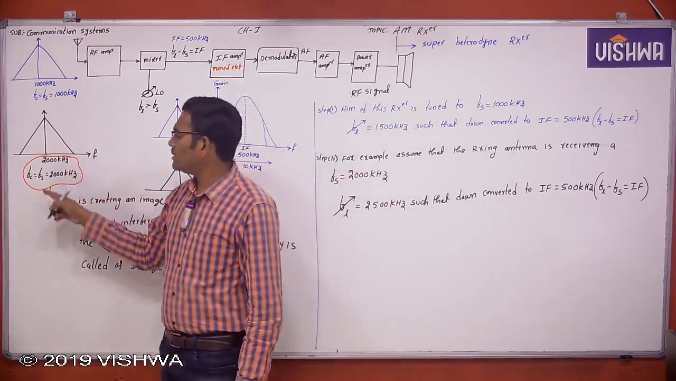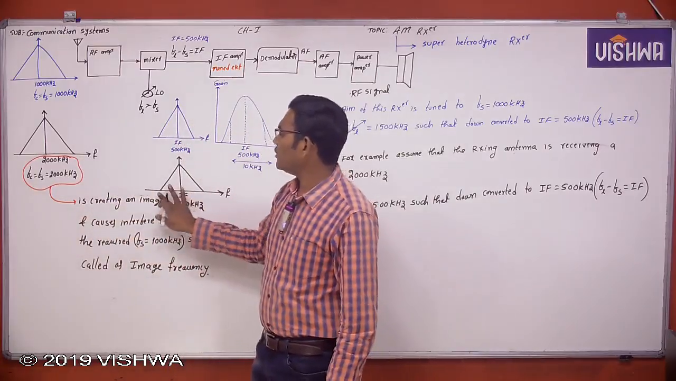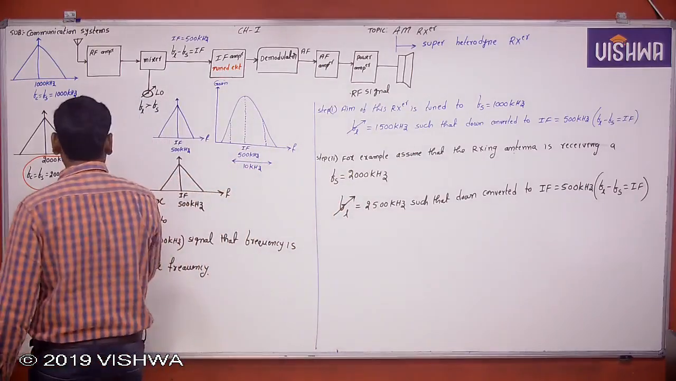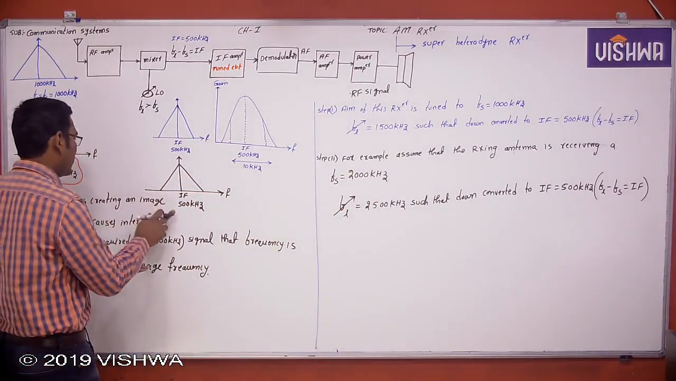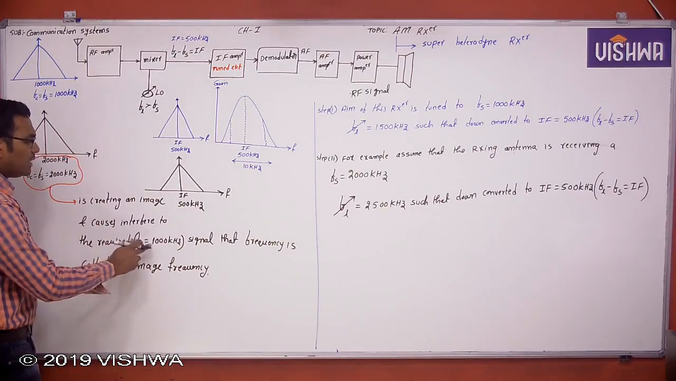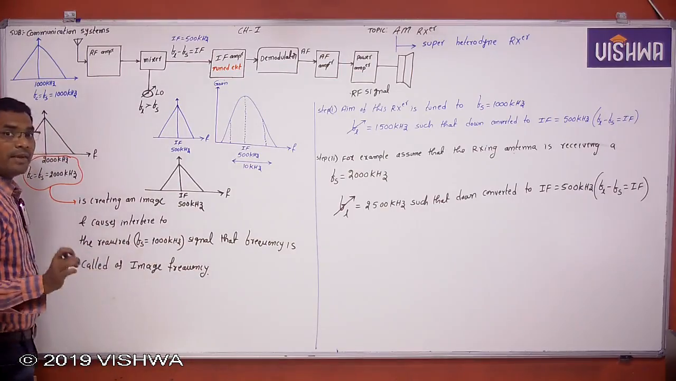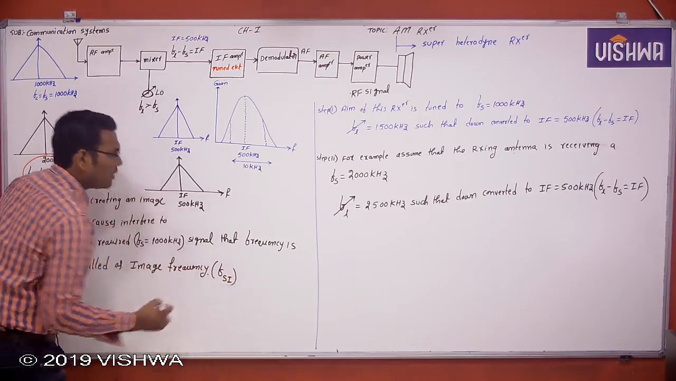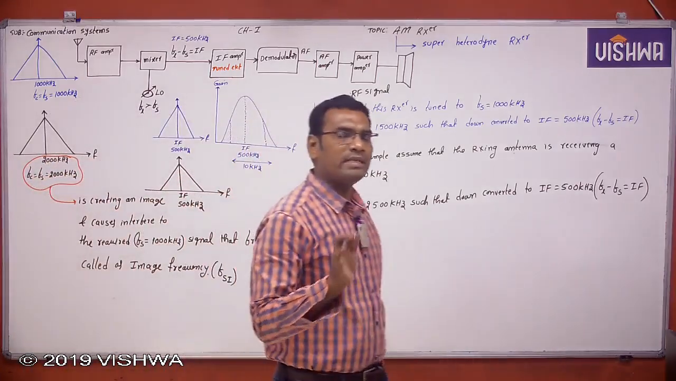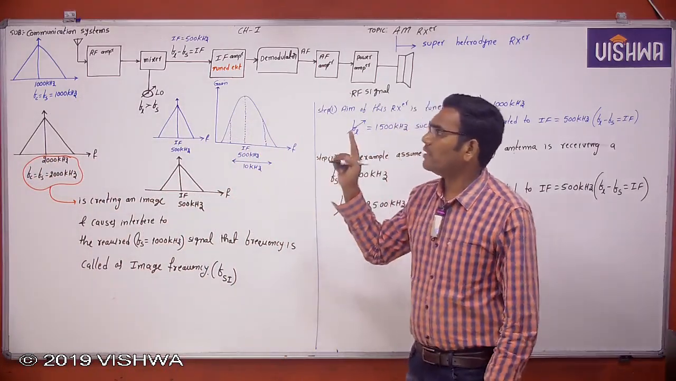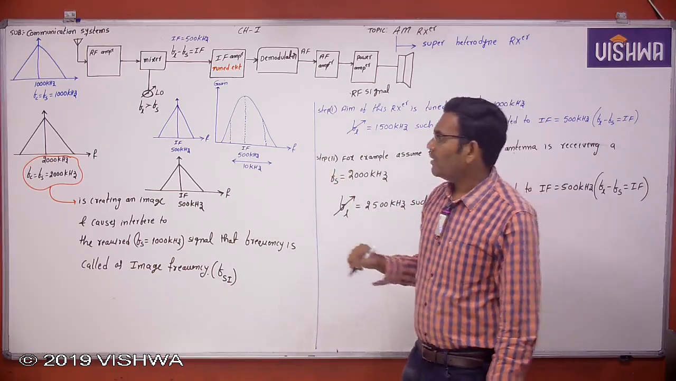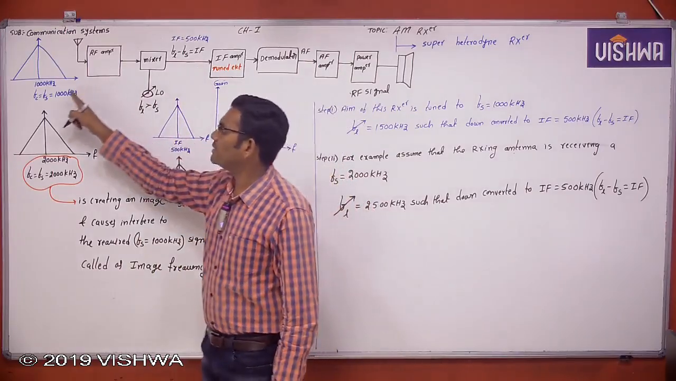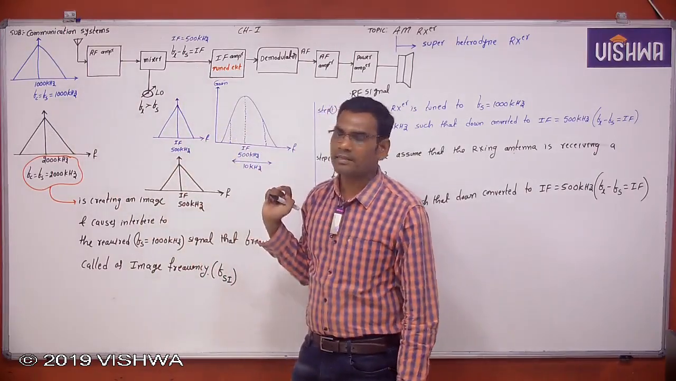The 2000 kHz signal is creating an image of the required signal. Therefore, this is called image frequency. Now this 2000 kHz signal is creating an image and causes interference to the required signal, and that frequency is called image frequency, FSI. Now you tell me, if you understand this example, what is image frequency? 2000 kHz or 1000 kHz or 500 kHz? Now 500 kHz is the mixer's job, whatever the signal is coming is down converted to IF. Is it right or not?